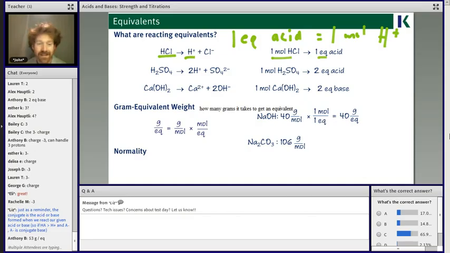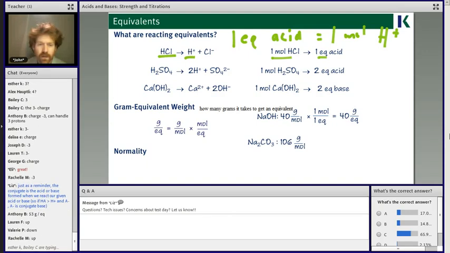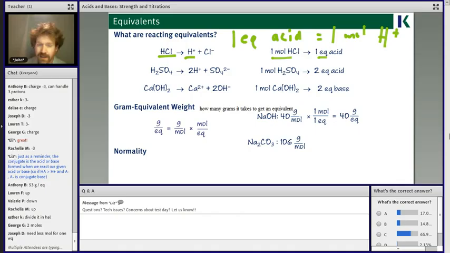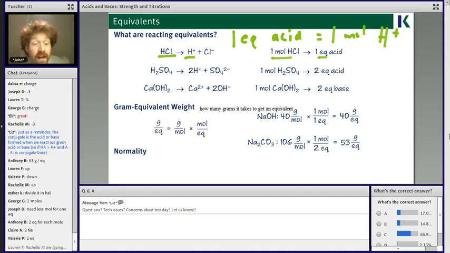Anthony's got it. Down. Why down? You divide it in half, that's exactly true. Why do you divide it by 2, though? Why not multiply by 2? Because, notice it takes... Exactly, there you go. You need less of it to get an equivalent, right?